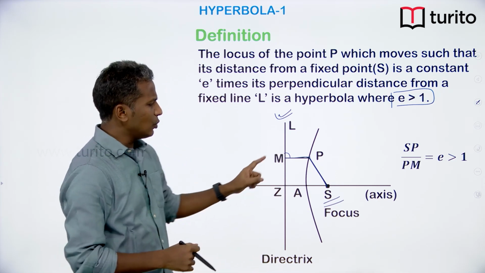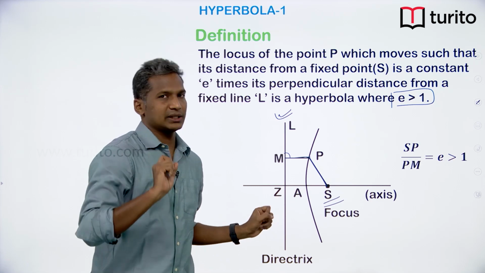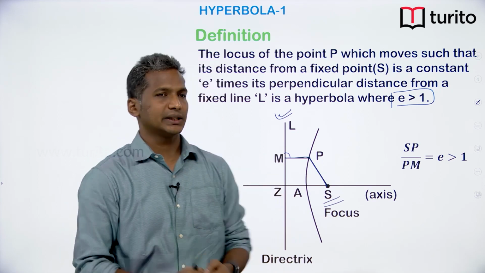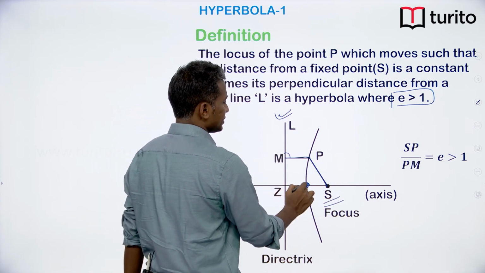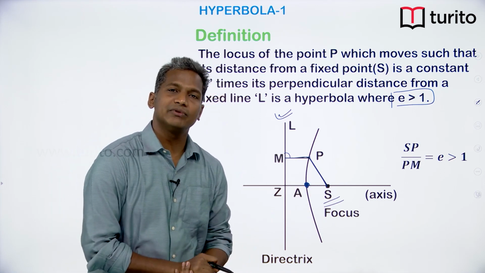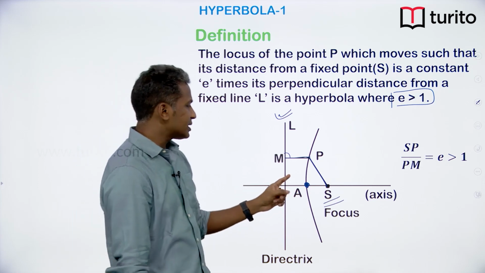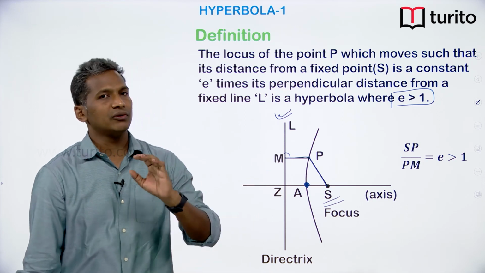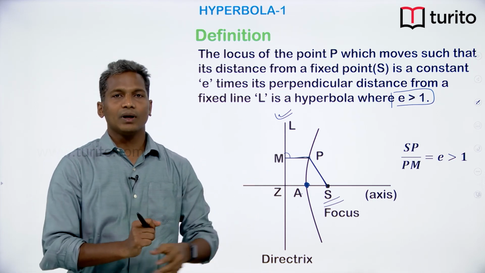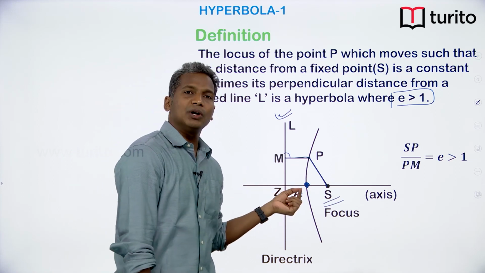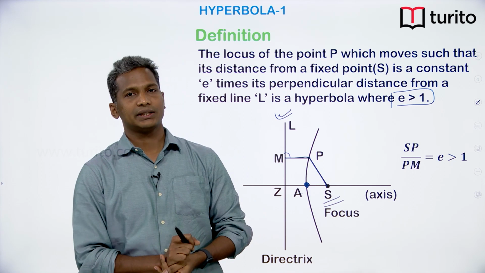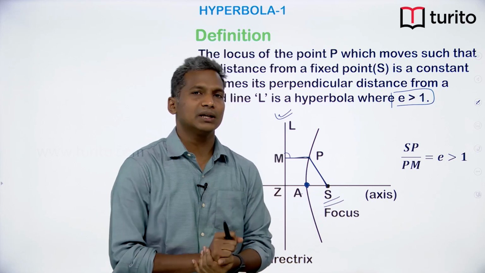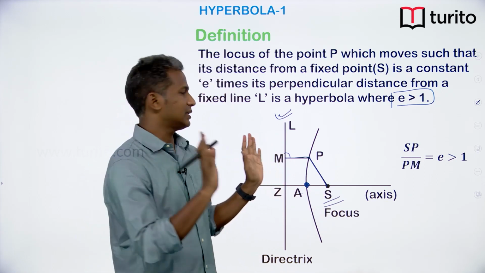Now the point which is closest to the directrix is the vertex. How do we define vertex? Vertex is the point which is closest to the directrix. So here this is the point which is closest to the directrix. We can name it as A, which is the vertex, and the line passing through the vertex and focus, perpendicular to the directrix, is always called the axis of the conic. In hyperbola, this axis is called the transverse axis, in ellipse it is called the major axis, and in parabola it is called the axis of the parabola. So these are the fundamentals.